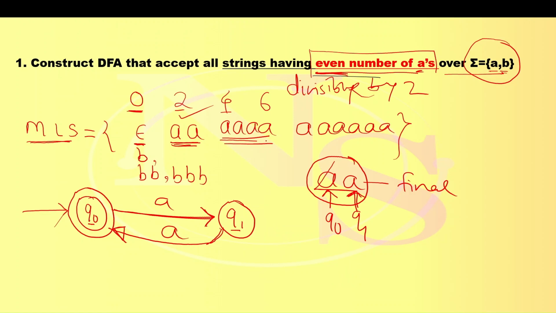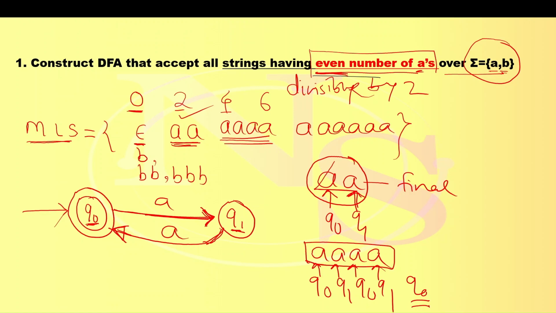Now let's take another string, 4 a's. 4 a's should get accepted. One state, one symbol at a time. We have Q0 as the starting state. The automata started with state Q0. Q0 reads the first a, reaching Q1. Q1 reads the second a, reaching Q0. Q0 reads the third a, again going to state Q1. Q1 reads the fourth a, going to state Q0.